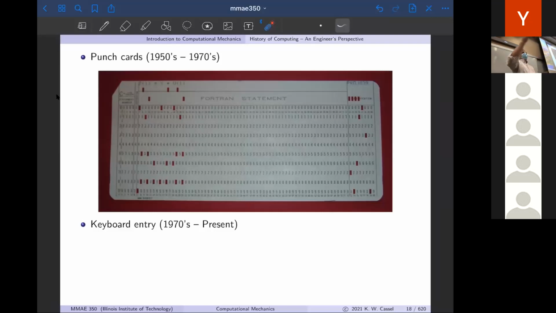Okay, here we go. Here's this one card. Oh, that didn't work. It's a format statement. So that pattern of punches in that card corresponds to a format statement. So it's telling the computer, the program, how to output a number, how many digits you want, and so on. So each card was one line of code. So if you have several thousand lines of code, you have a stack of several thousand of these punch cards.